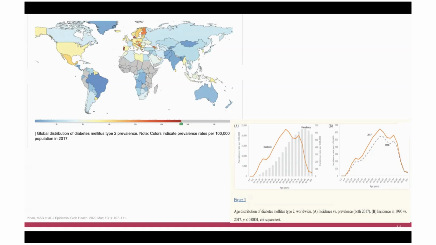The chart next to it, the dotted line shows the incidence, so again, new onset cases, by age in 1990. And the orange line is showing that same statistic, the incidence by age, in 2017. It is really quite clear to see that the incidence and the onset of type 2 diabetes is trending younger and younger in lives.